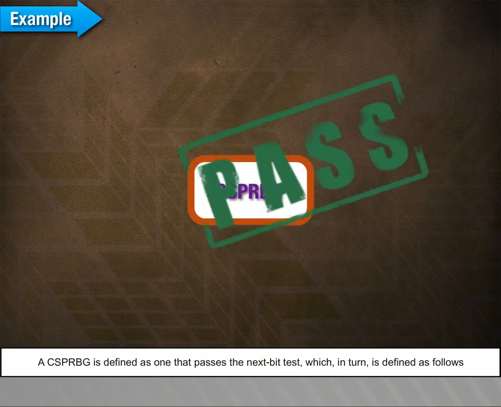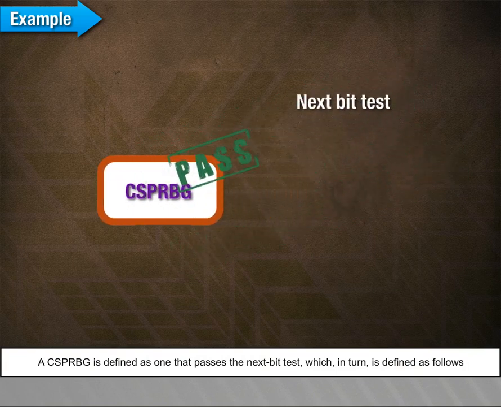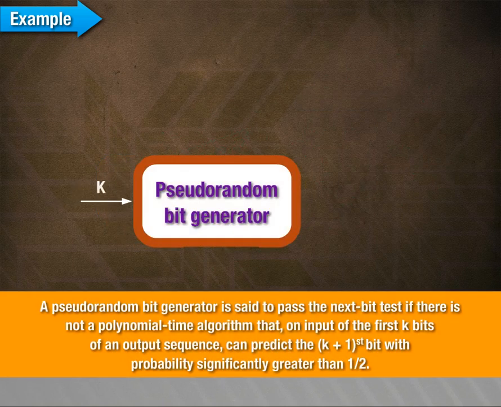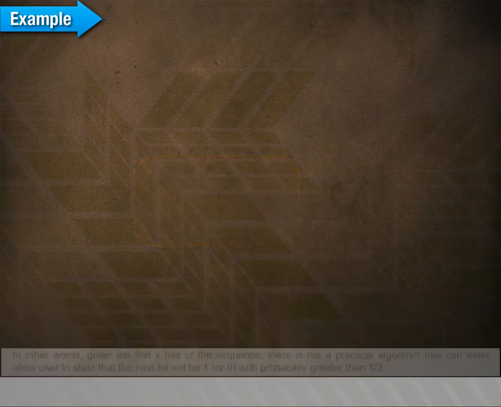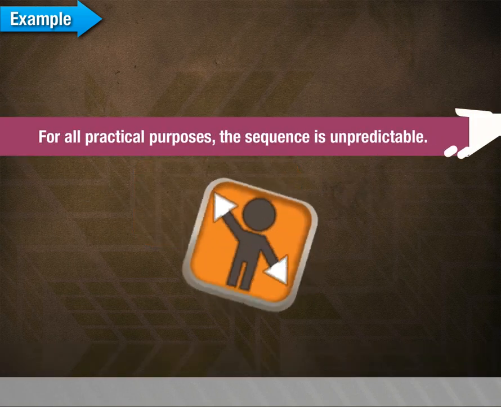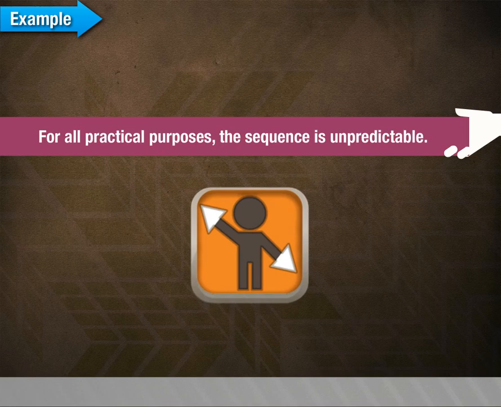A CSPRBG is defined as one that passes the next bit test, which in turn is defined as follows. A pseudo-random bit generator is said to pass the next bit test if there is not a polynomial time algorithm that, on input of the first k bits of an output sequence, can predict the k plus 1 bit with probability significantly greater than 1/2. In other words, given the first k bits of the sequence, there is not a practical algorithm that can even allow a user to state that the next bit will be 1 or 0 with probability greater than 1/2. For all practical purposes, the sequence is unpredictable.